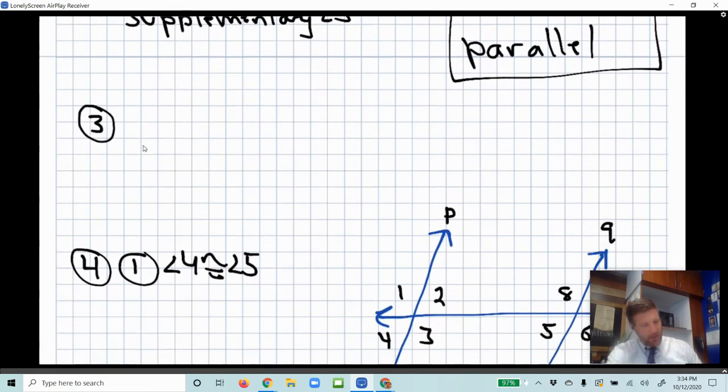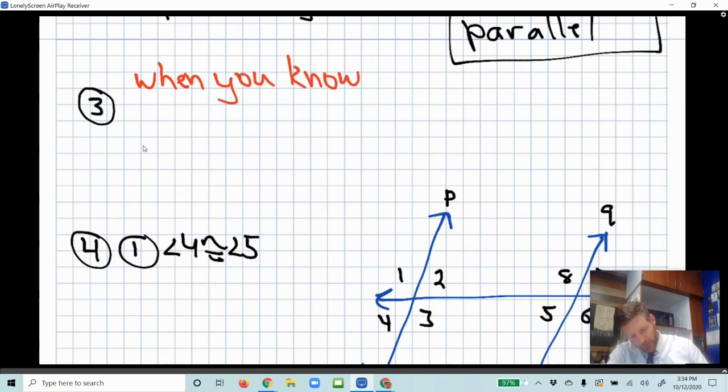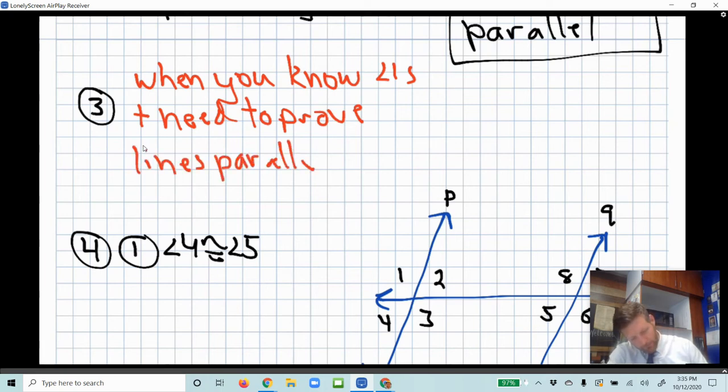So then question number 3 asks, when will you use converse theorems? Well, the short answer to that is whenever you know the angles and need to prove lines parallel. Okay, so that's what we just set up here. If you know that the same side interior angles are supplementary, or you know the corresponding angles are congruent, then you can use a converse theorem to prove the lines parallel.